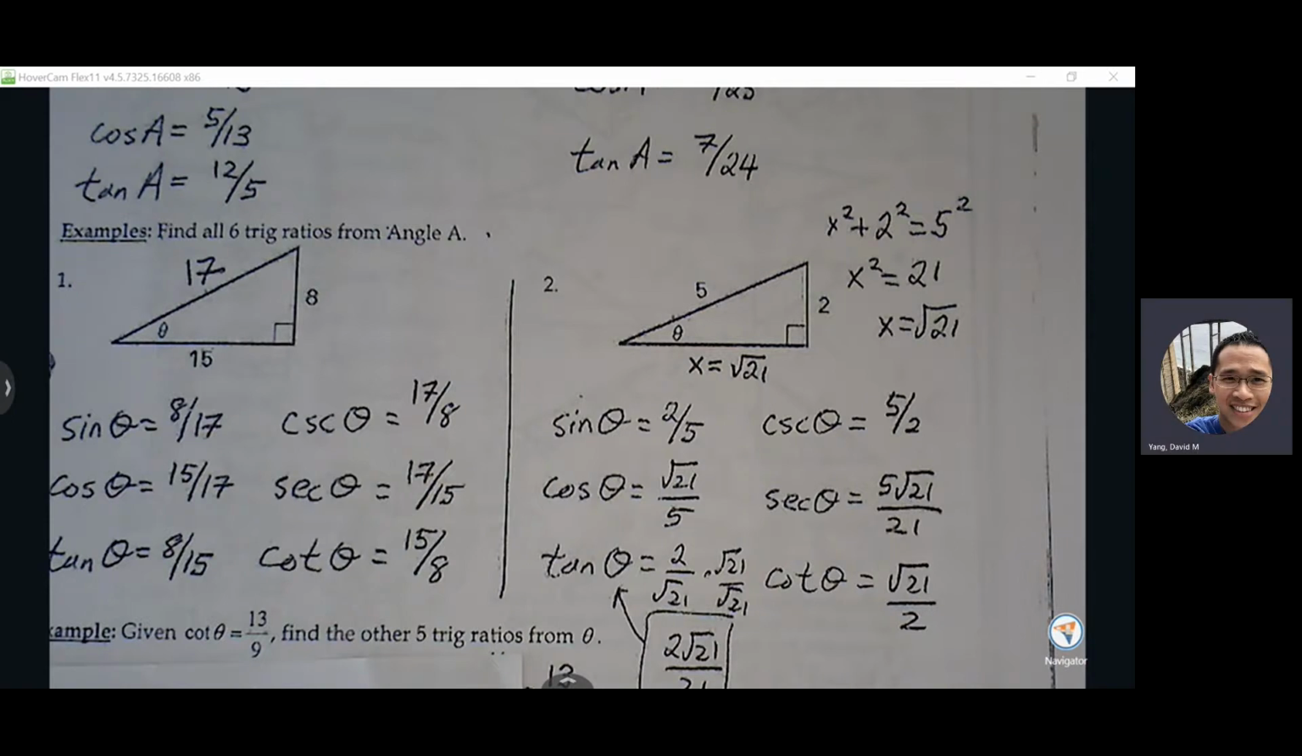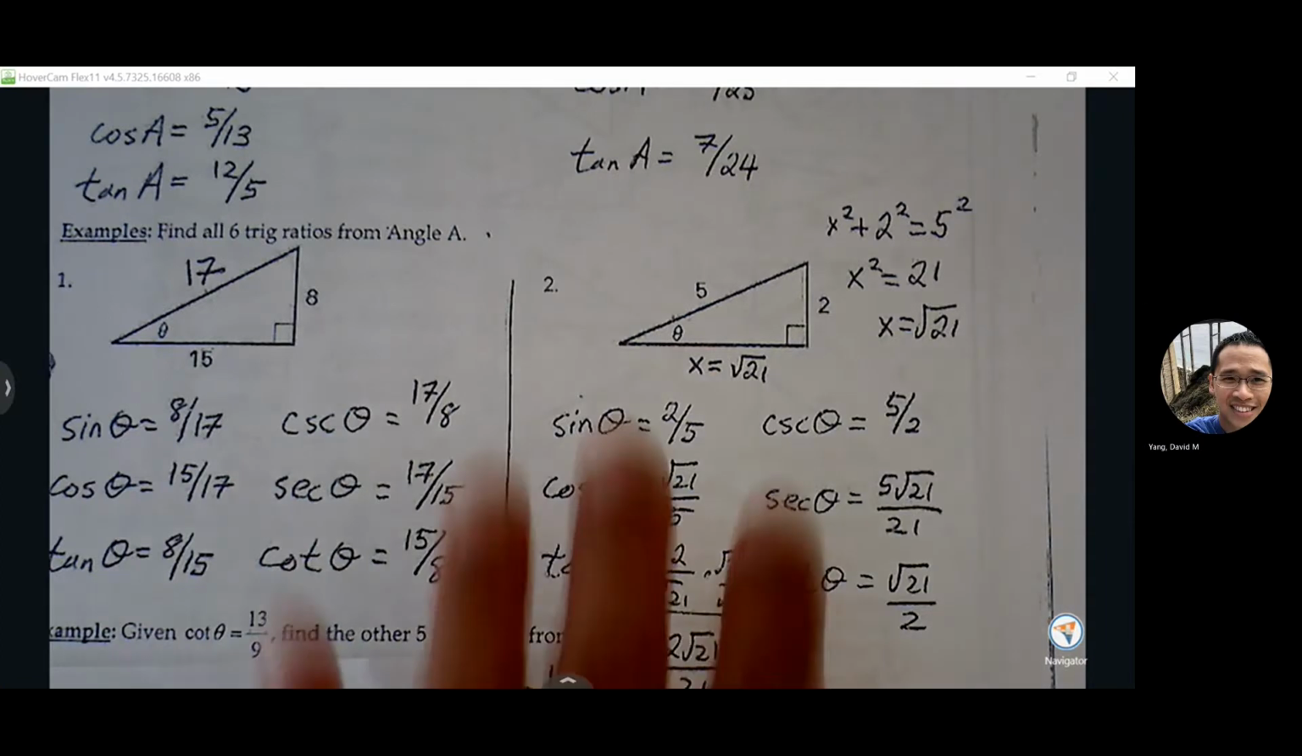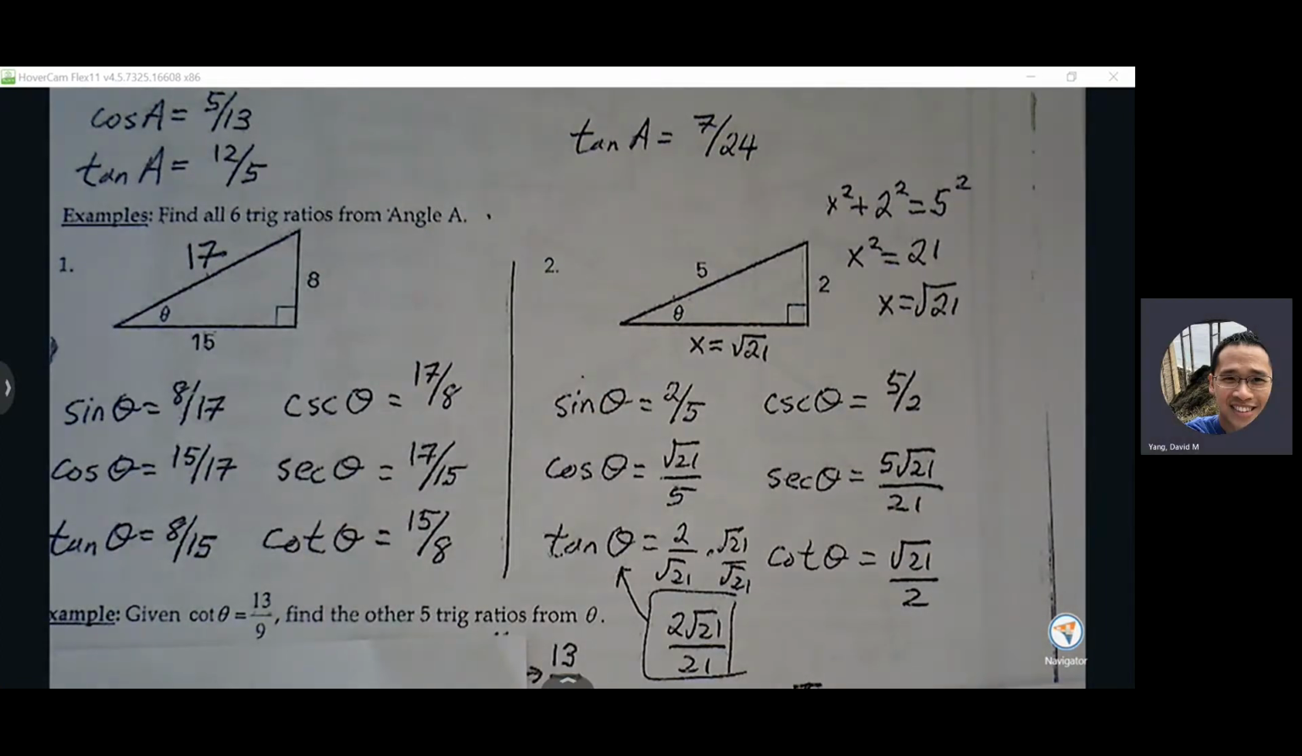Remember, no radicals in the denominator. But initially, let's just make sure that we can get the ratios, and then we can do cleanup. The only one that requires cleanup is tangent theta. Sine and cosecant are reciprocals. Cosine and secant also require cleanup, and tangent requires cleanup. Initially, sorry, I think I jumped to the end for secant.